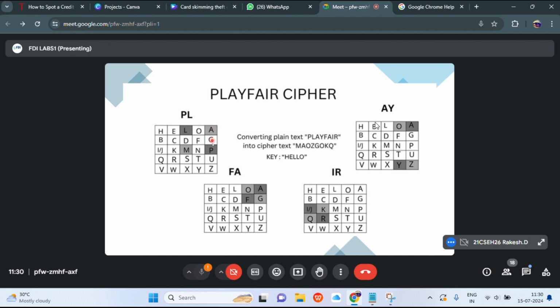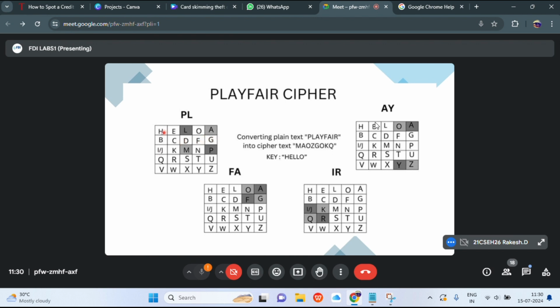And when it is present in different column, different row, you should make a rectangle and move to the corner to make the ciphertext. Okay, here we have split PL, AY, FA and IR, and we have filled in HELLO, that is the keyword, and after that we have started to fill all the alphabets A, B, C, D, and E is not there because E is already present, so we should not put E. We should jump to the next letter, that is F.